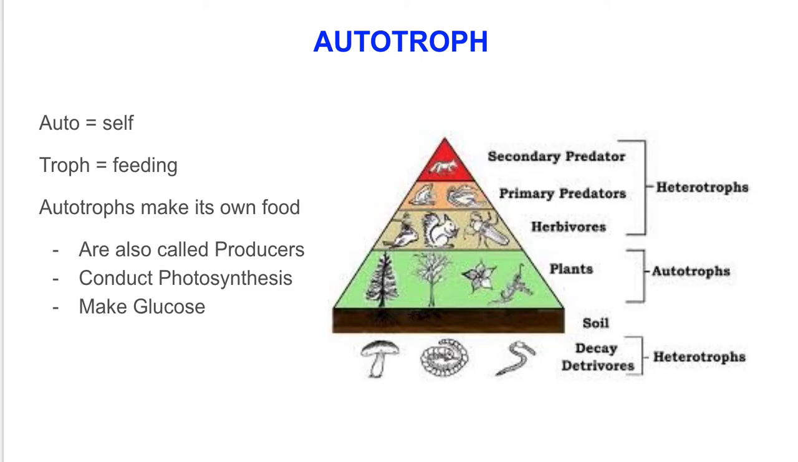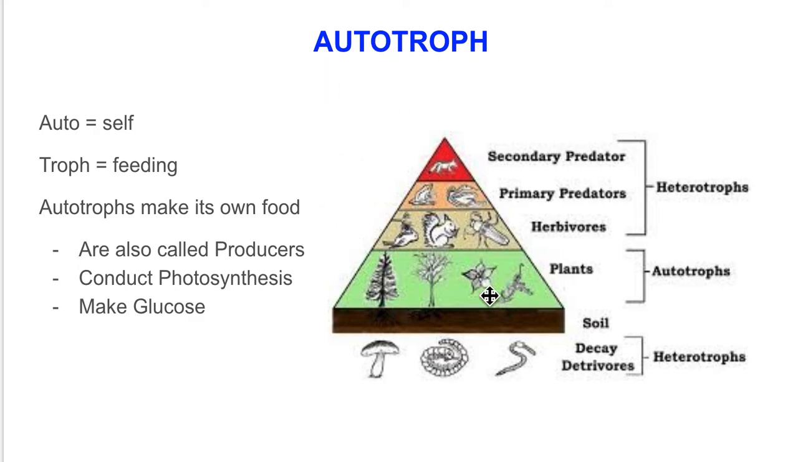So let's start with the first word. The first word is autotroph. That word auto means self, like an autopilot would be like a self-driving plane or a flying plane. And then troph, it has to do with feeding. So an autotroph is a self-feeder, or something that makes its own food.